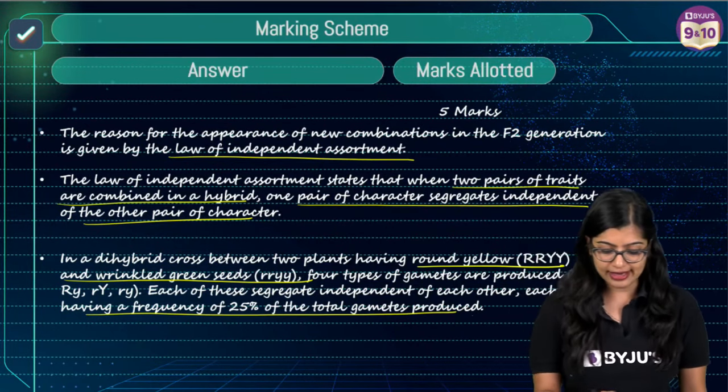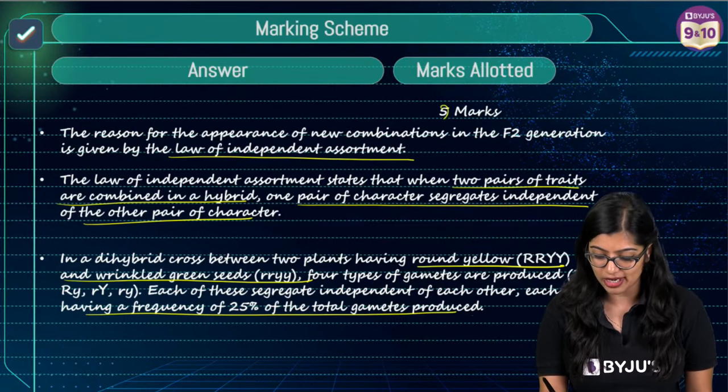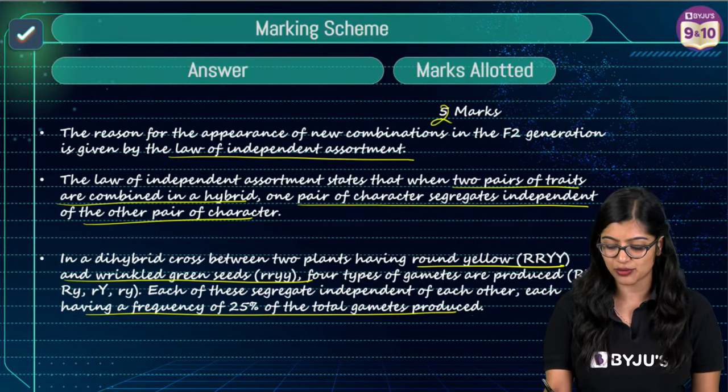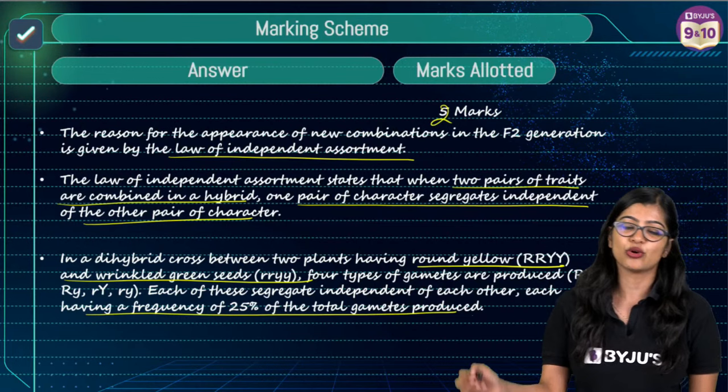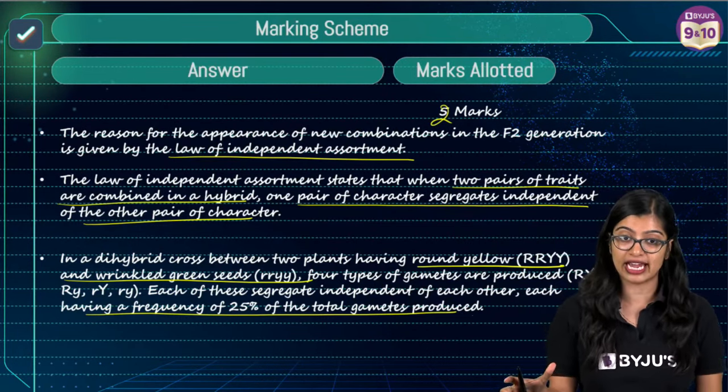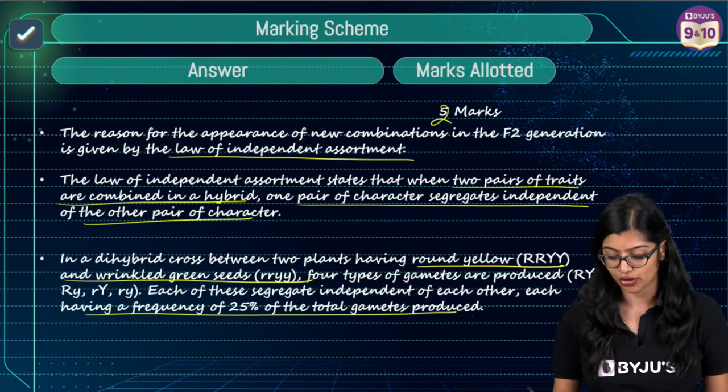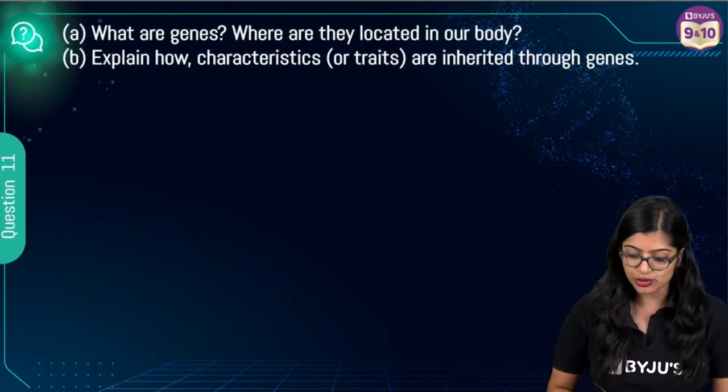Yes. So you need to write these two points, and of course, this normally does not come for 5 marks, but it normally comes for 2 to 3 marks. So you can mention both the law of segregation and the law of independent assortment. Now moving on to the next one.